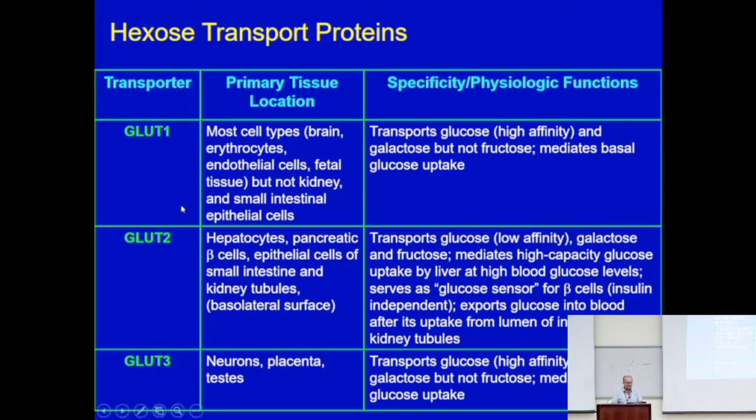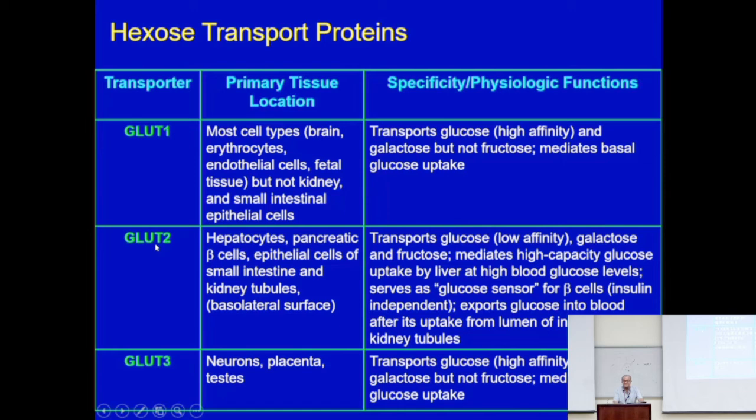So the first transporter is called GLUT1. It's usually in most tissues. Okay? And its high affinity means it can bring in glucose even when glucose is kind of low in the bloodstream. And it brings in glucose and galactose, not fructose. But the key one is that it's in most tissues. So that's an important feature about GLUT1.